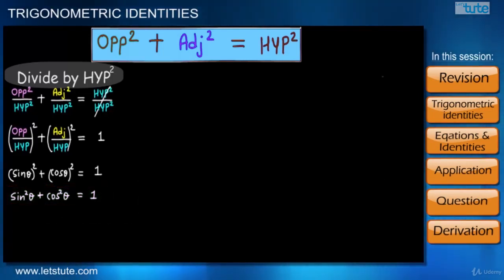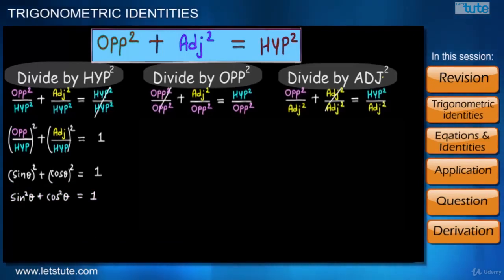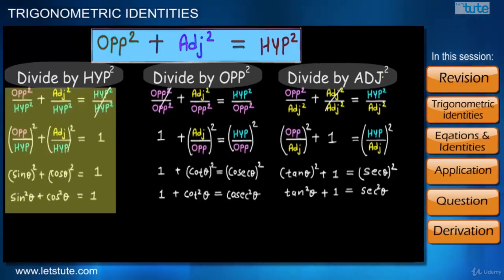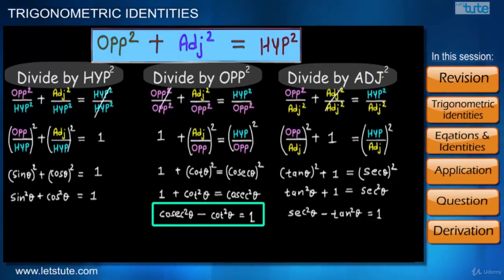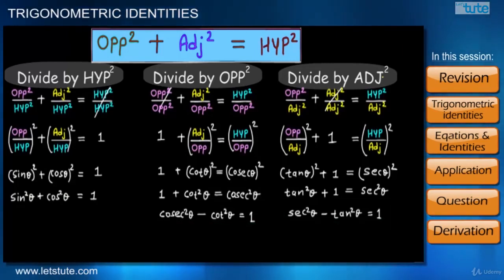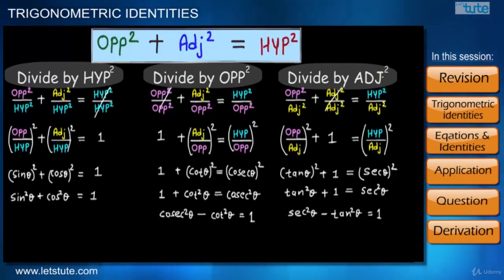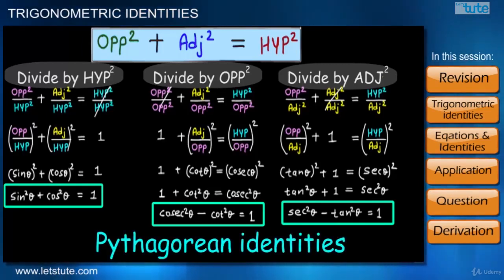All we have to do is divide the same Pythagoras relation once by opposite side square and then by adjacent side square. And we will follow the same steps as we have used in the first identity. And we will get cosec square theta minus cot square theta equal to 1 and sec square theta minus tan square theta equal to 1. Now let me tell you one more important thing. As Pythagoras theorem is the first step in getting these three identities, hence they are also called Pythagorean identities.